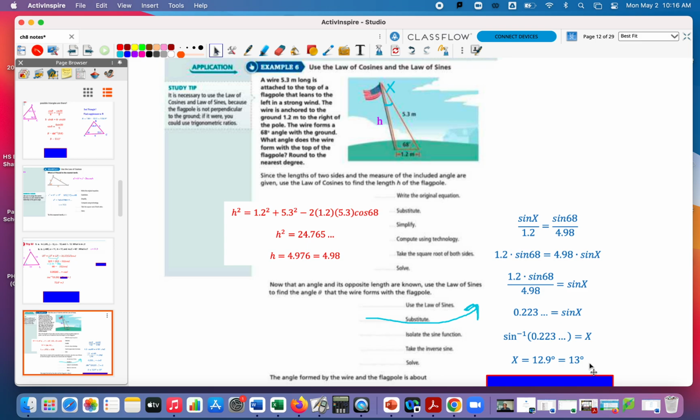You could try out that ambiguous case. Is there a second triangle? But that angle would be really huge. You're talking like 167 degrees. So that would not work. If that was 167 plus 68, that would not work.